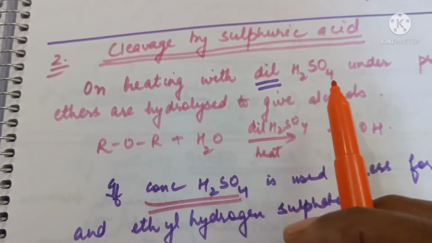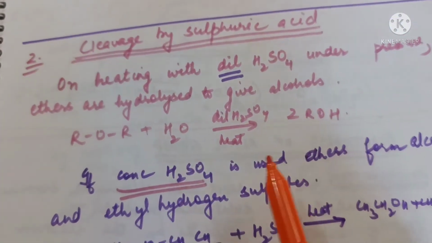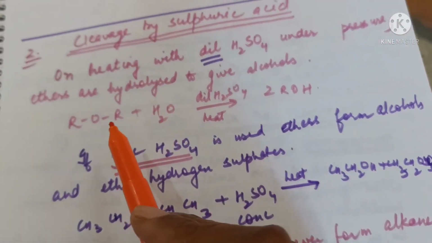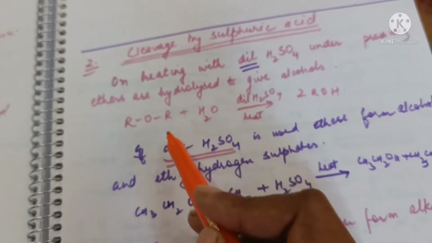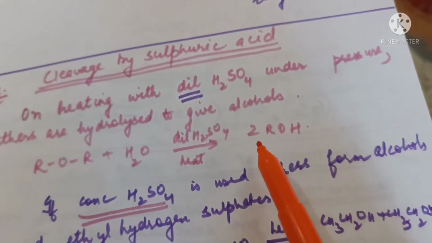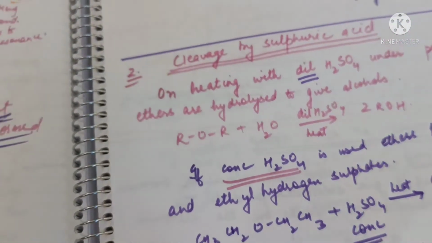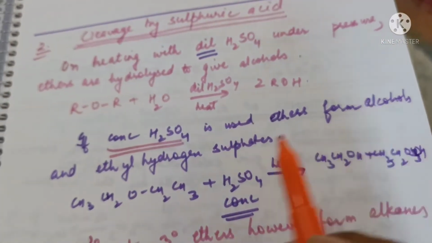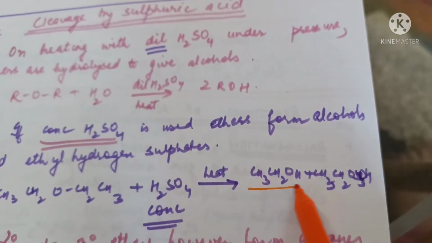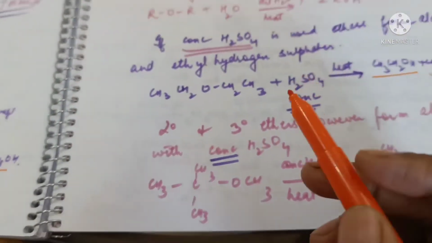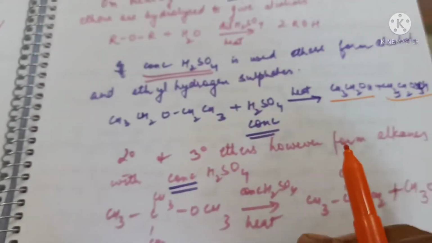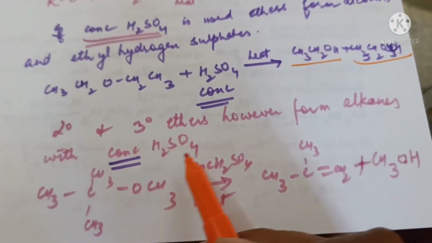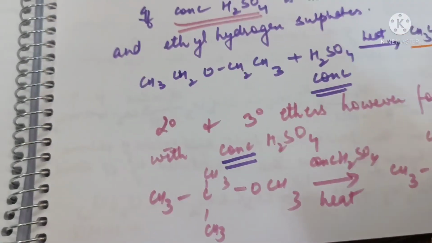Cleavage by sulfuric acid. If we react ether with dilute sulfuric acid under pressure, the ether will be hydrolyzed. One H comes with the oxygen, the other OH comes with the alkyl group to form 2 molecules of alcohols. But if in place of dilute sulfuric acid, we use concentrated sulfuric acid, then the products will be alcohol and ethyl hydrogen sulfates. Secondary and tertiary ethers, however, will form alkenes with concentrated sulfuric acid. Tertiary will form alkene, this will form alcohol.